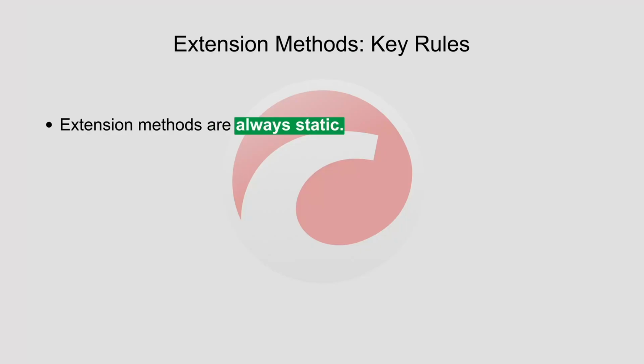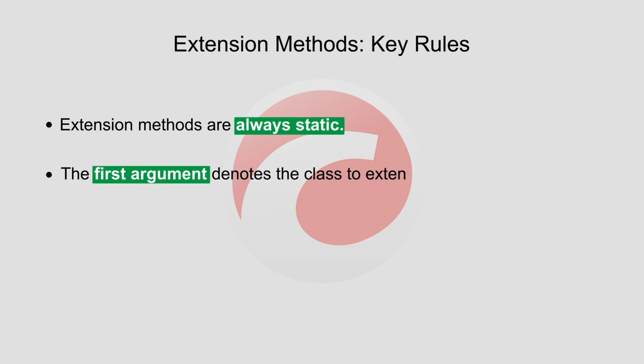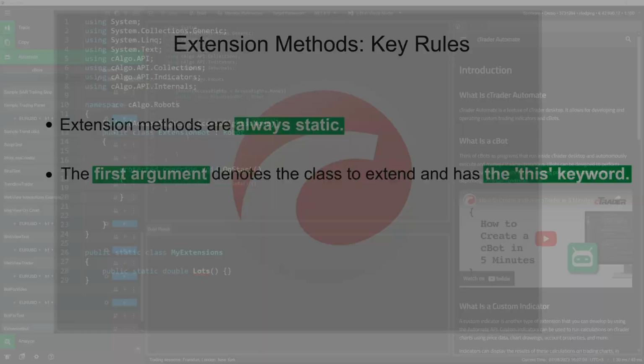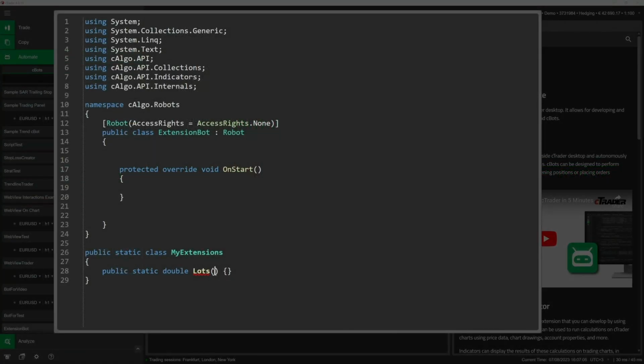Extension methods can have any number of arguments, but the first argument always has to designate the data type or class for which the method is supposed to be called, preceded by the this keyword. In our cBot, we will add the position argument of the position type to the lots method, and we will also add the this keyword before it.